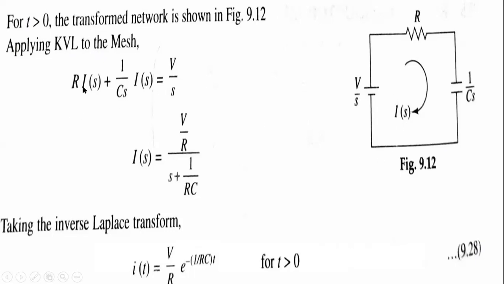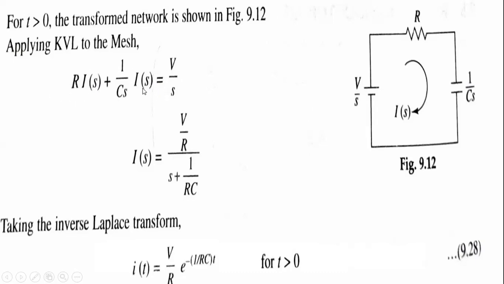Now just apply the KVL. V minus IR is equal to 0. Next step, V is equal to IR. Here, along with R, the capacitor is there. So V by S is equal to I(S) into R, plus, what will be the C? That is 1 by C S into I(S).